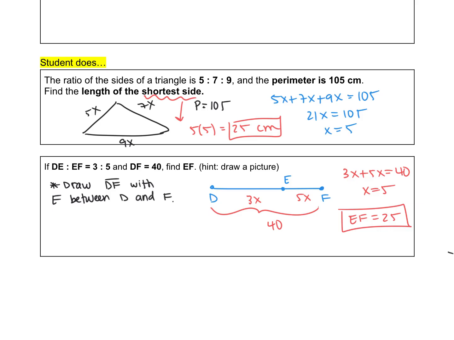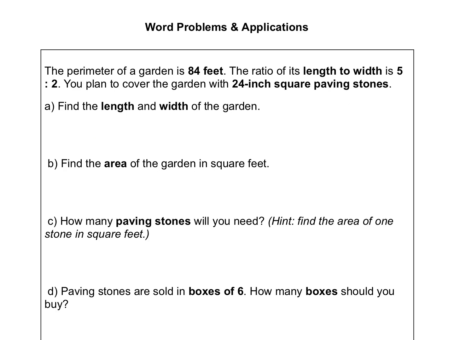Okay, can we talk about the last one? Let's go over this last one. The perimeter of a garden is 84 feet. The ratio of its length to its width is 5 to 2. You plan to cover the garden with 24-inch square paving stones. Find the length and width of the garden. I want you to take 1 minute and just draw yourself a picture and set up an equation to find the length and the width.